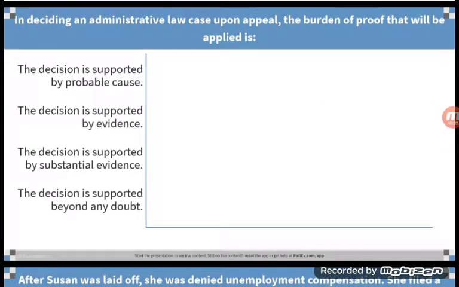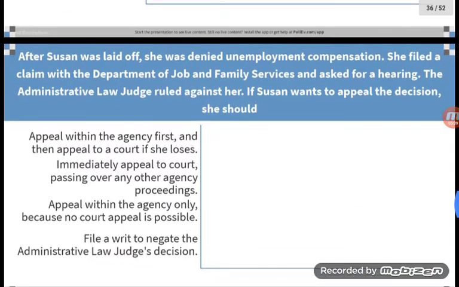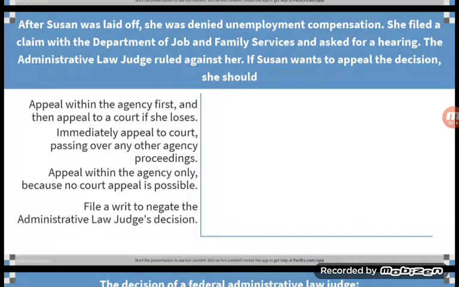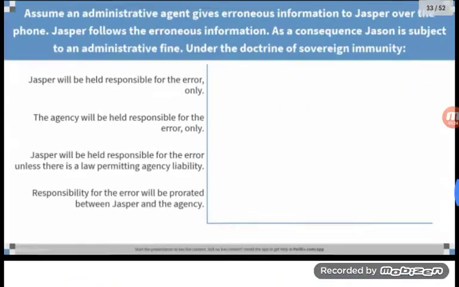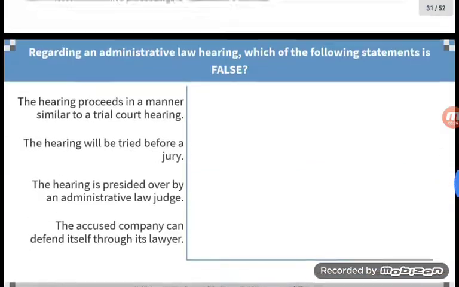In deciding an administrative law case upon appeal, the burden of proof that will be applied is... After Susan was laid off, she was denied unemployment compensation. She filed a claim with the Department of Job and Family Services and asked for a hearing. The administrative law judge ruled against her. If Susan wants to appeal the decision, she should what? Remember, we were speaking about appealing earlier there.